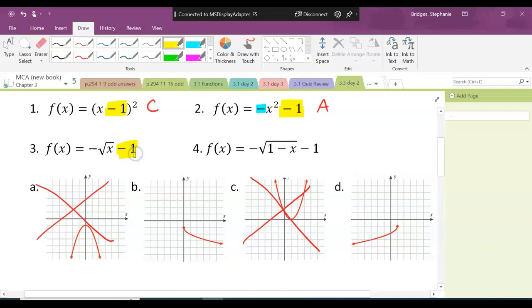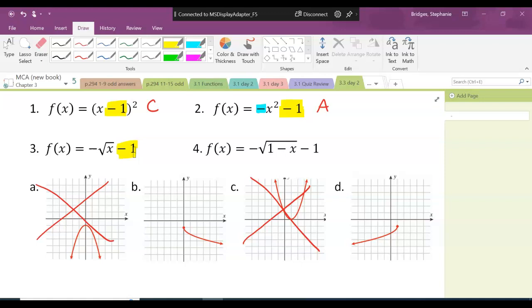Is it inside my function or outside? Outside. So that's going to move it down 1. So imagine this move down 1. Okay. So like down 1. Like that. Right?